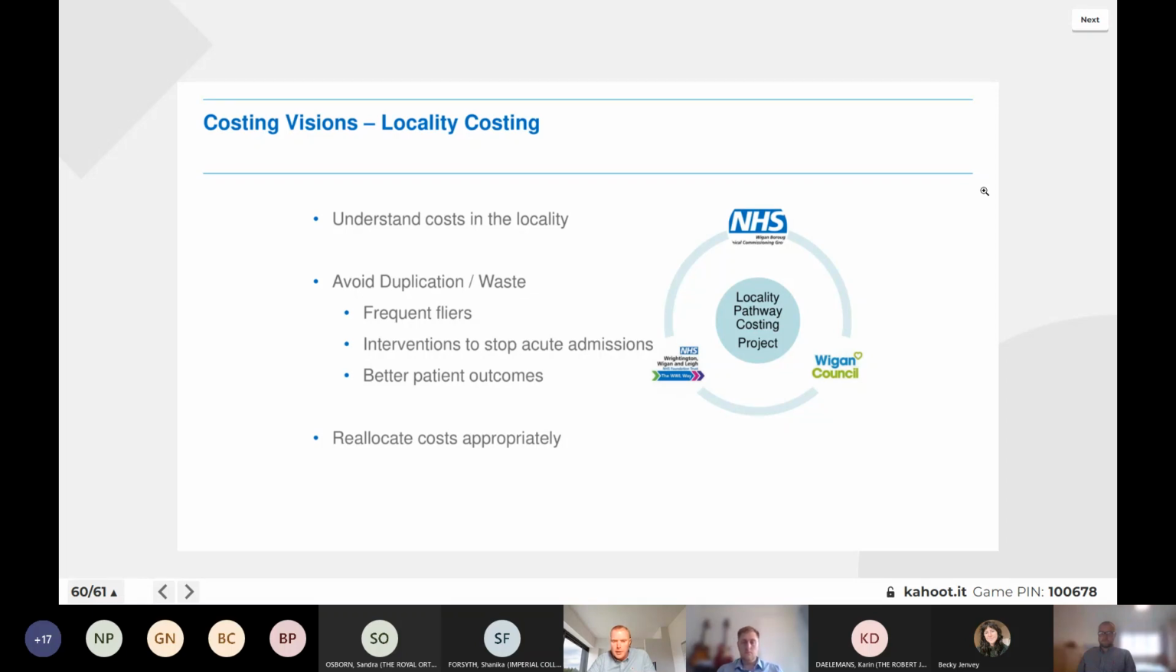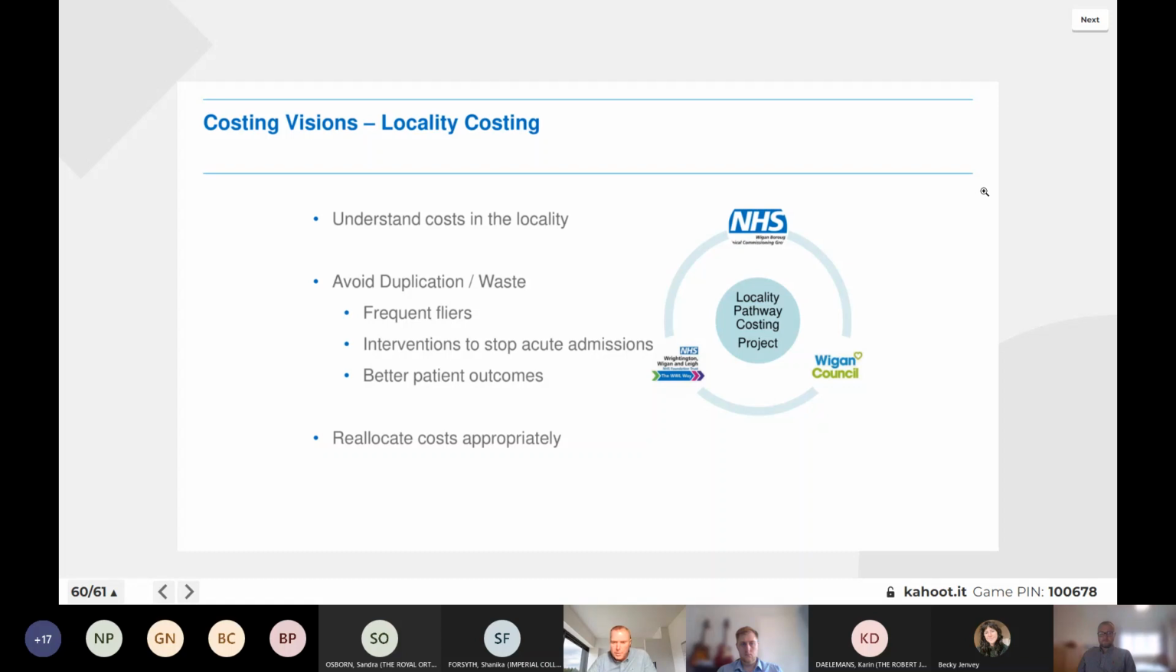So if you've got patients who are frequent flyers turning up at A&E, but they've also got mental health issues and are seeing the GP quite a lot, is there anything that we could put in place that would reduce the admissions to the hospital, or maybe redirect the funding to the correct place to prevent admissions? Hopefully this would also mean better patient outcomes and help us to reallocate the costs appropriately.